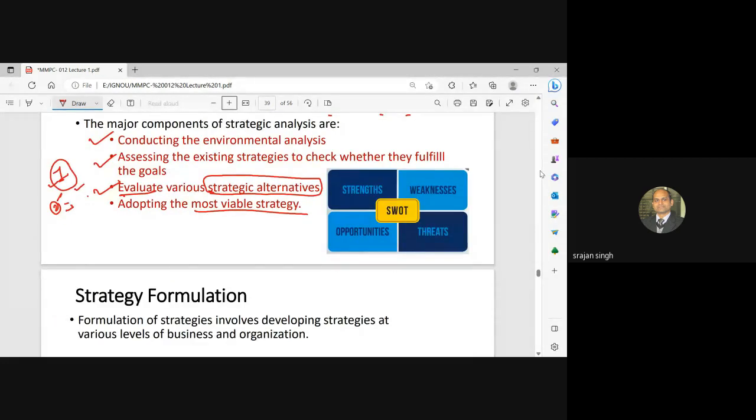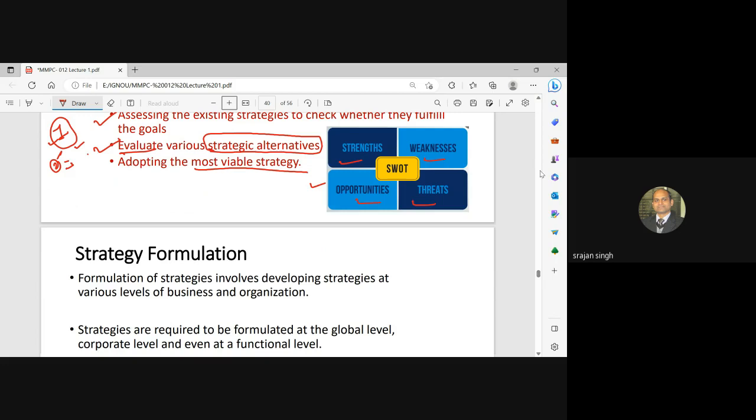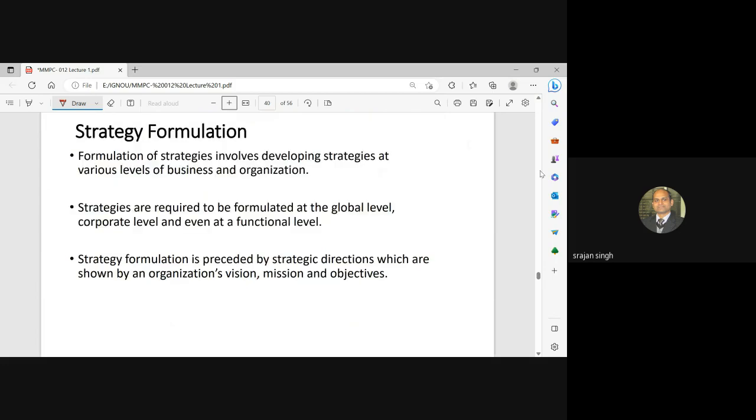You must have read it, studied it in various subjects. SWOT analysis is strength of firm, then weakness, threat from outside environment, and opportunities available in outside environment, means external environment. So this was second. Now third is strategy formulation.